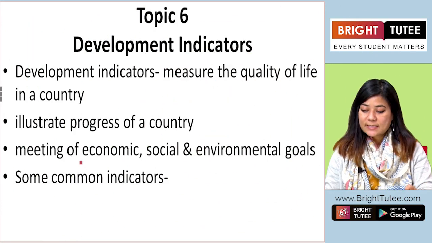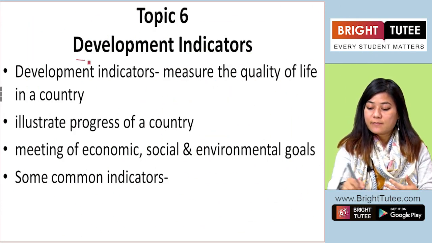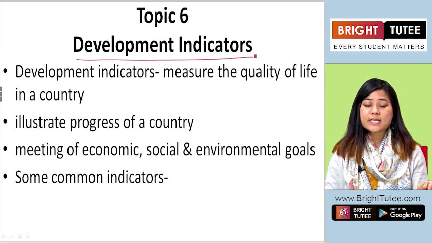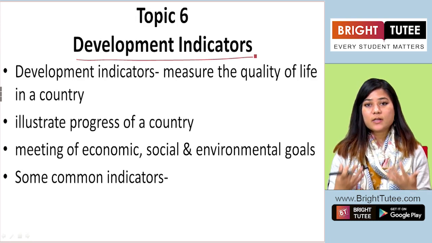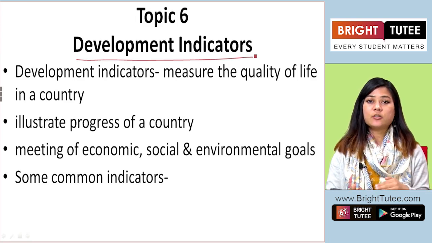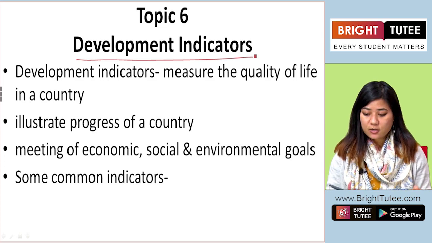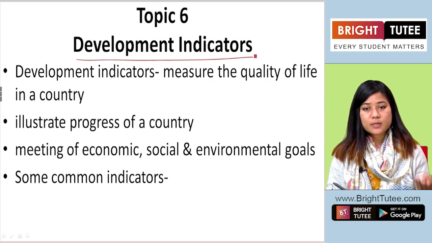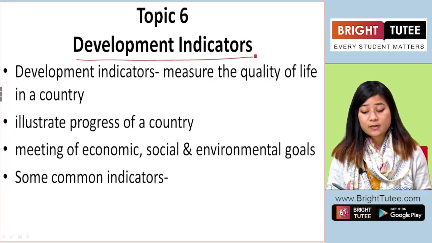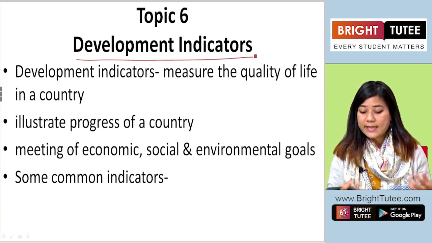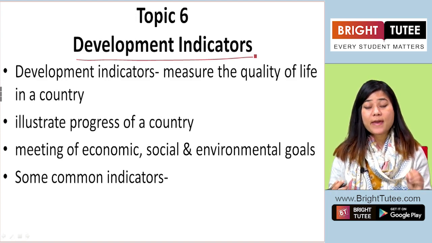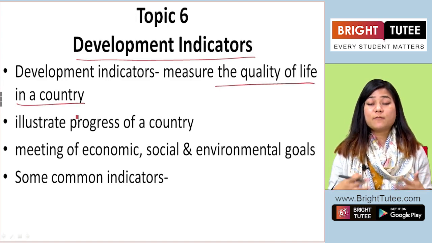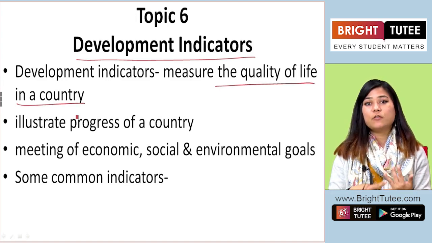This is topic 6, and here we'll look at the development indicators. We have already been looking at some of the indicators which allow us to understand the state of economic development in any country. These development indicators, per capita income, national income, help us to understand or measure the quality of life in a country, the quality of life of the people, the living conditions of the people.